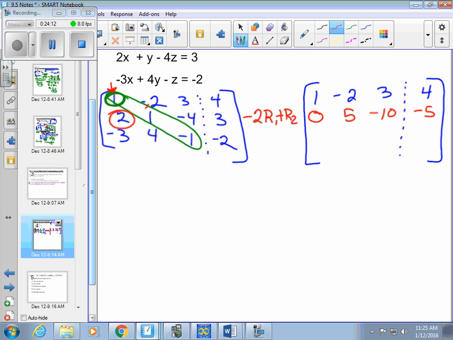Are we okay so far? Ask your question. Okay, so I'm multiplying the top row by -2, and then I'm adding that to my second row. So -2 times 1 is -2. -2 plus 2 is 0.